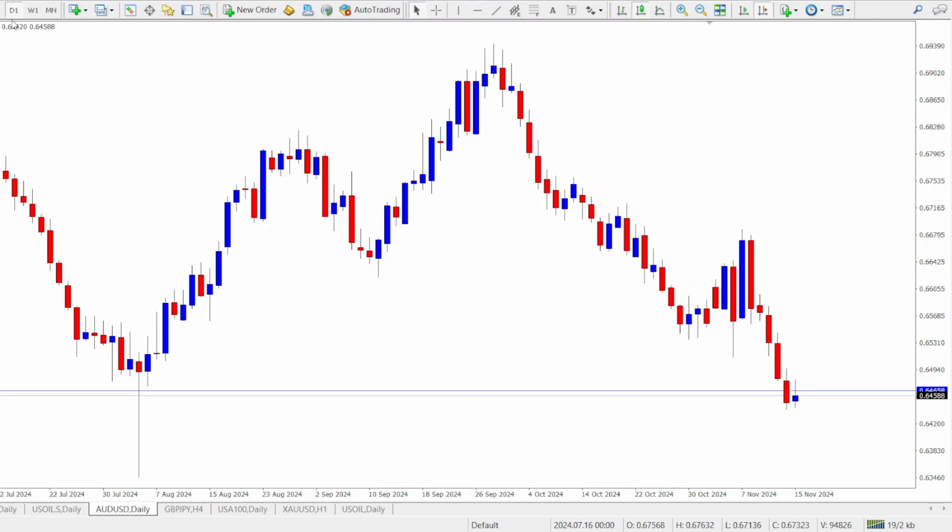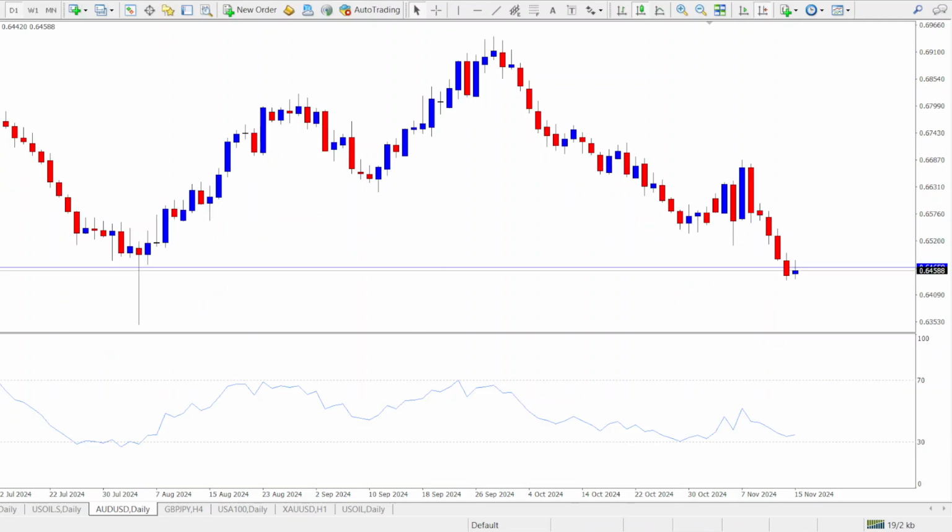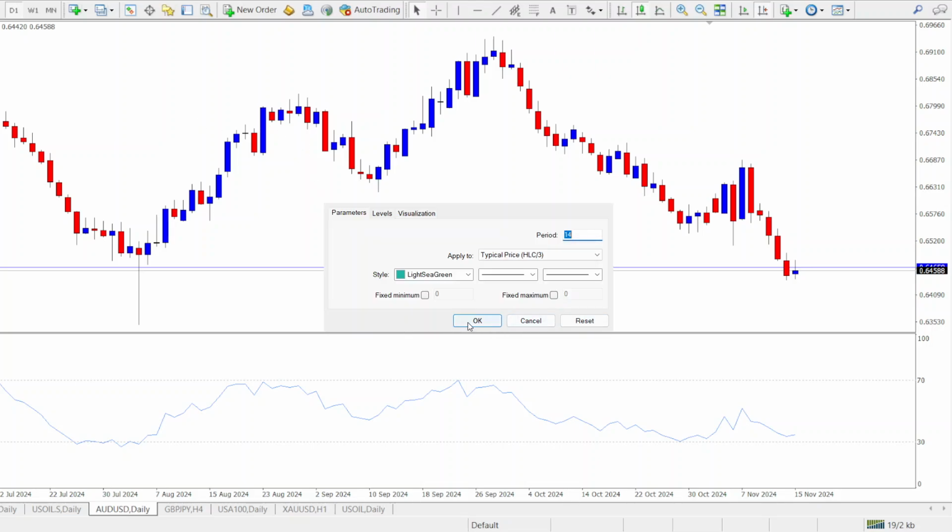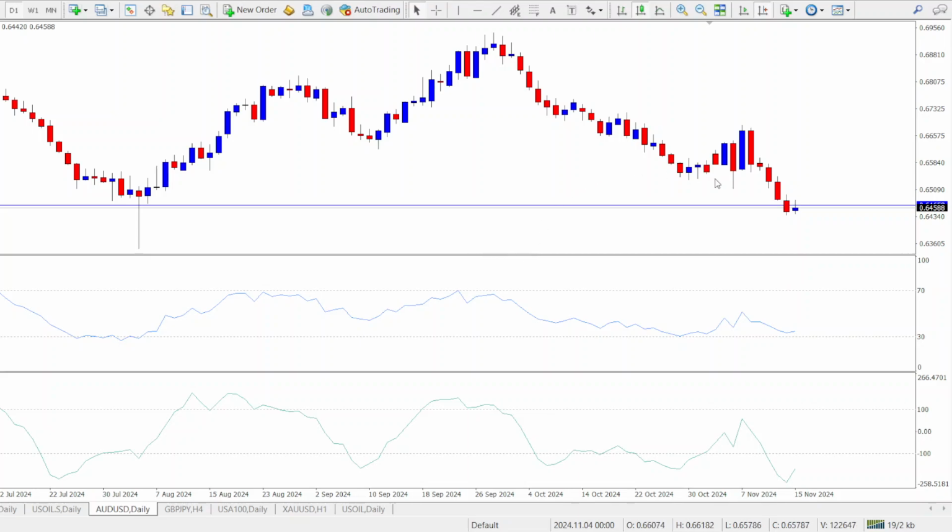I'm just going to be adding both of them to the chart right away. This is the RSI and this is the CCI. Now when you use these two indicators together, they can give you an incredible edge in the Forex market. So you might want to stick around because by the end of this video, you are going to know exactly how to use this strategy to time your trades like a pro.